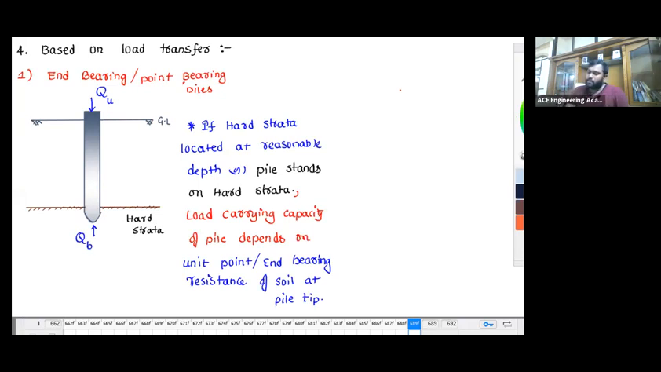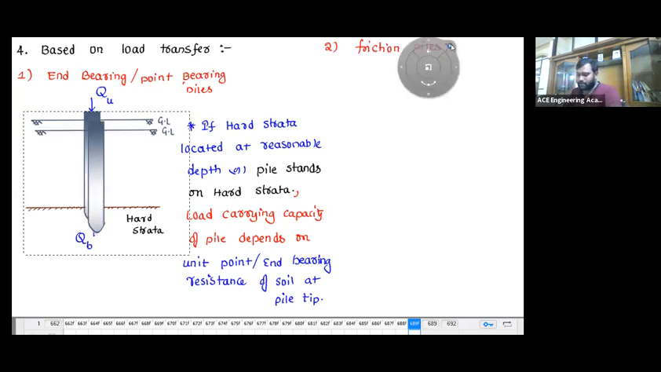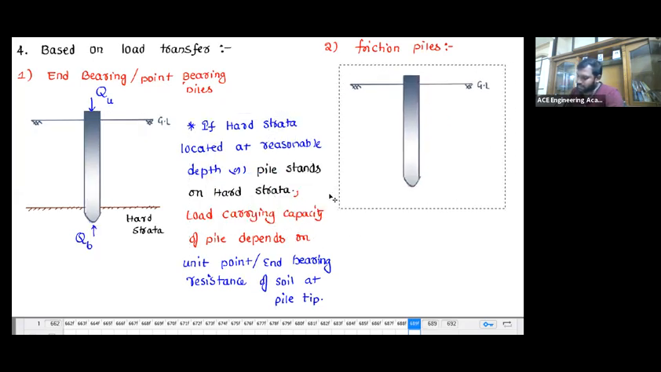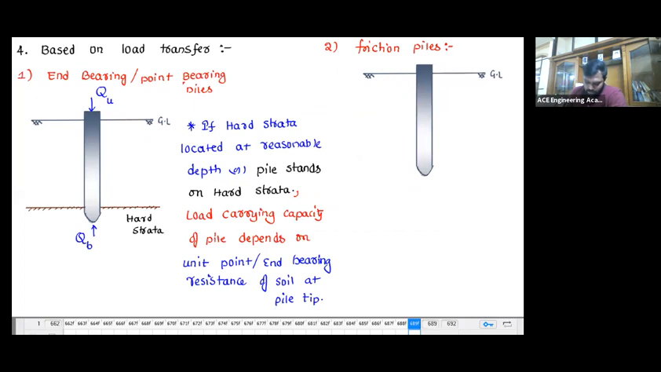Now let's see the meaning of friction pile. If you have understood this, then you can understand the friction pile also. Here I said that if there is a hard strata located at a reasonable depth, that is the end bearing pile. Now what if there is no hard strata, sir? Such piles are known as friction piles. If I take the same pile, but this time there is no hard strata and the entire soil is soft soil.